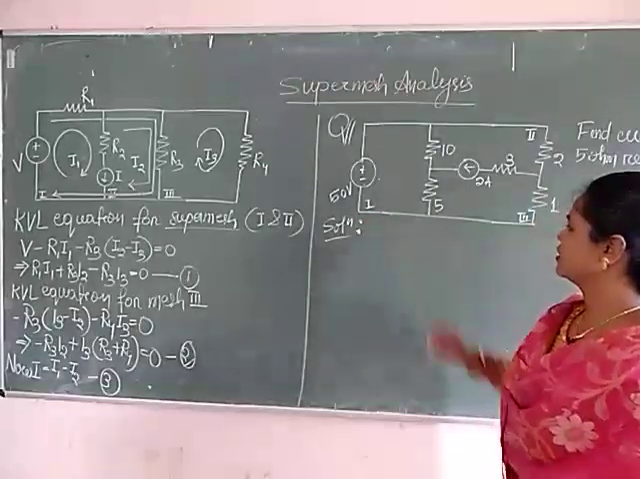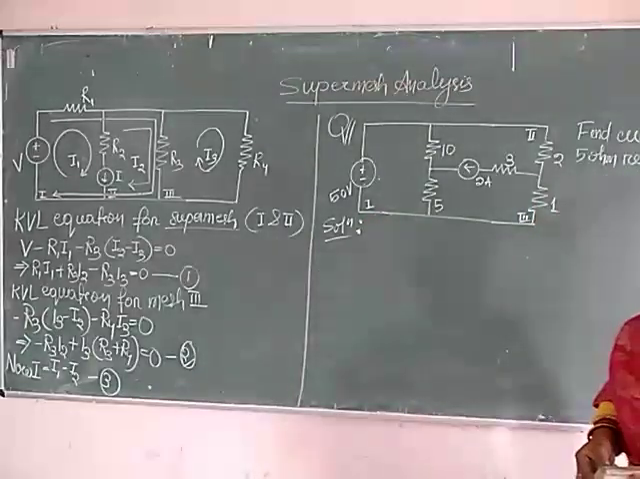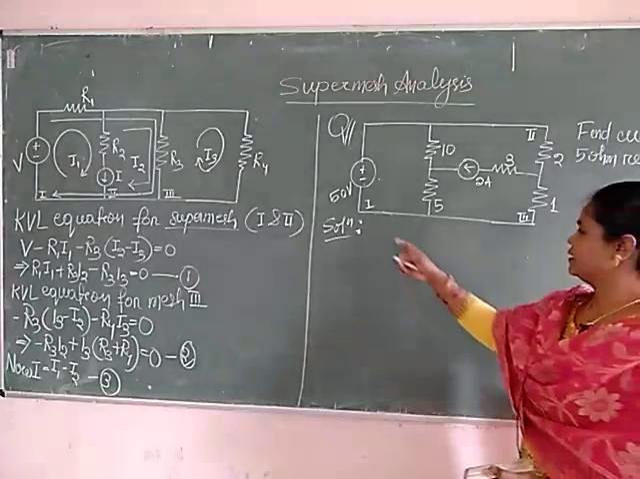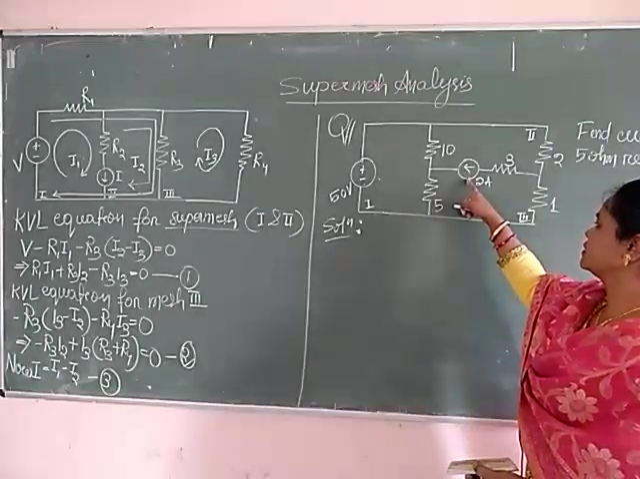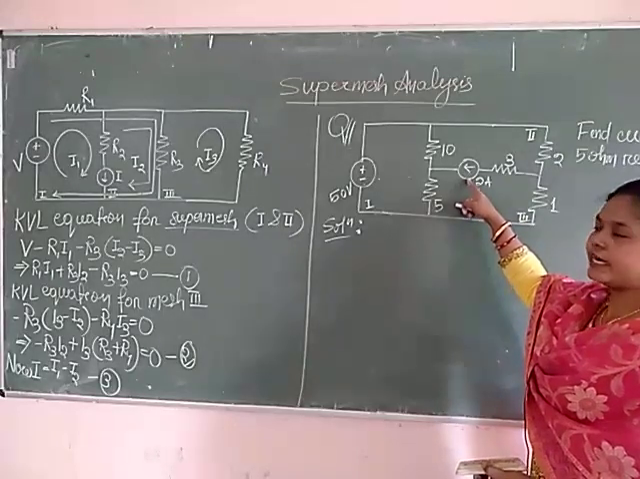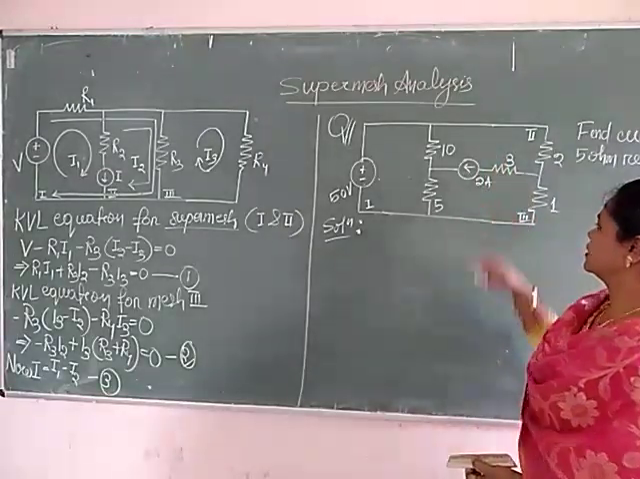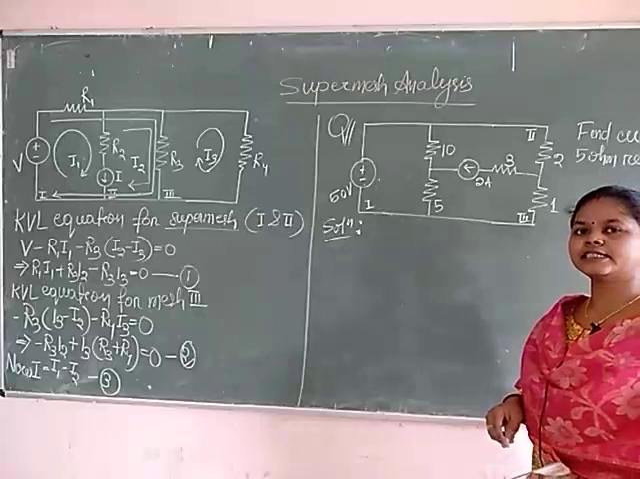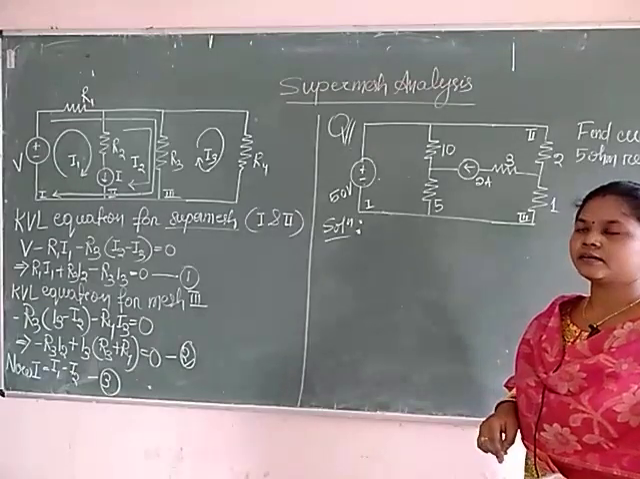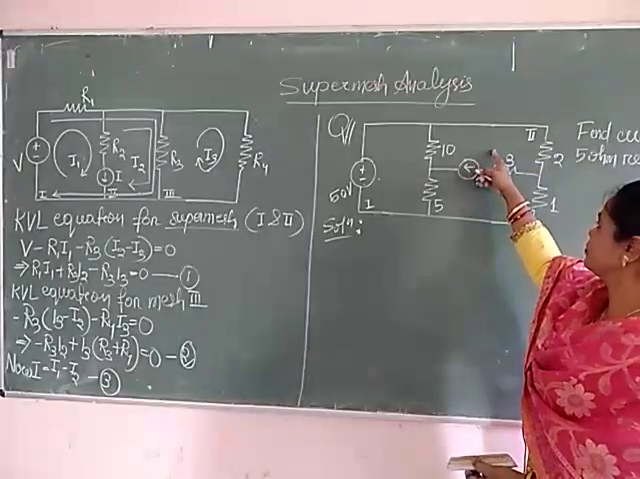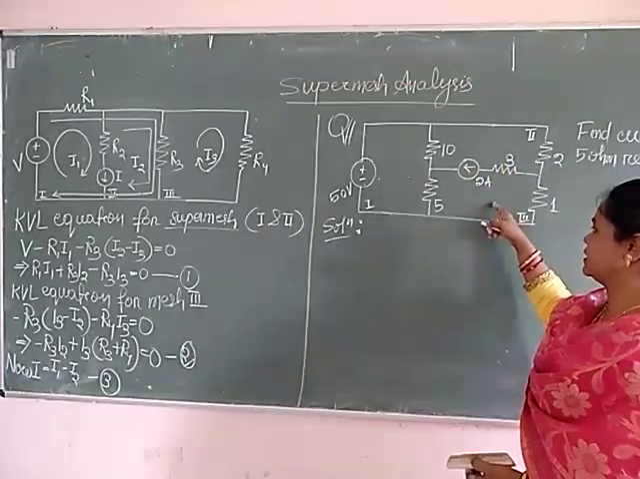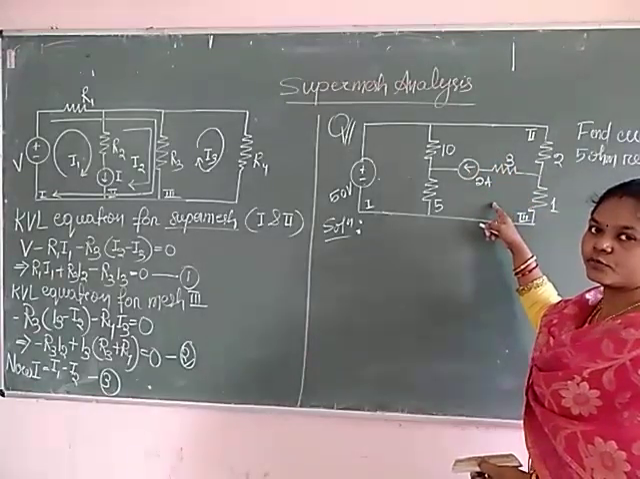Here you write a comment that as there is a presence of 2 ampere current source in between mesh 2 and mesh 3, the combination of mesh 2 and mesh 3 is known as a super mesh.